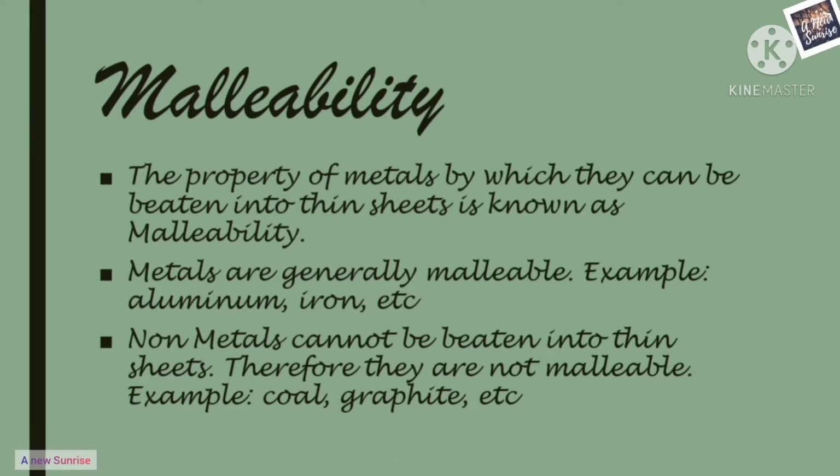Next, we would learn about the topic that is malleability. The property of metals by which they can be beaten into thin sheets is known as malleability. Metals are generally malleable, i.e., they can be beaten into thin sheets. Examples of metals are aluminium, iron, etc. Whereas non-metals are not malleable, they cannot be beaten into thin sheets. Therefore, they are not malleable. Examples of non-metals are coal, graphite, etc.